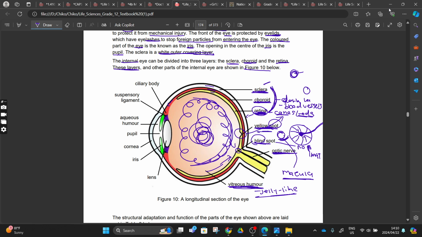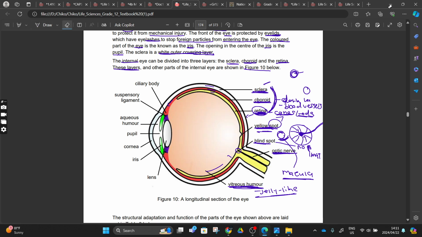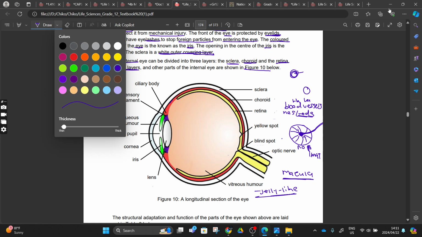You'll see when we go on and see the function of this yellow spot. This is a yellow spot. They have more cones, so they are going to give us the clearest image, right? So let's come to the front part of the human eye. This will be the back part, and this will be the layers. So now let's come to the front part here.